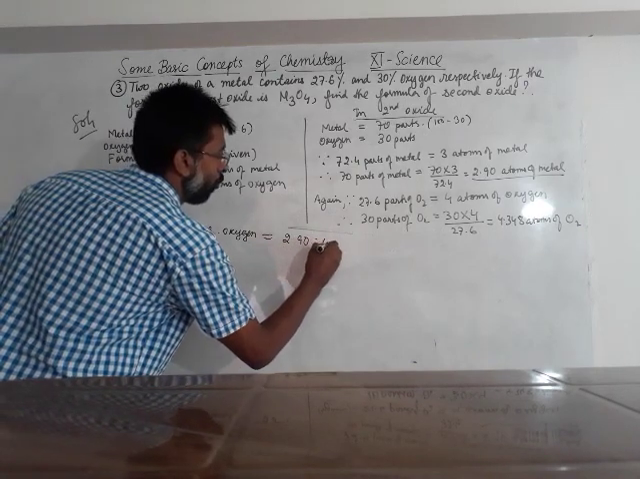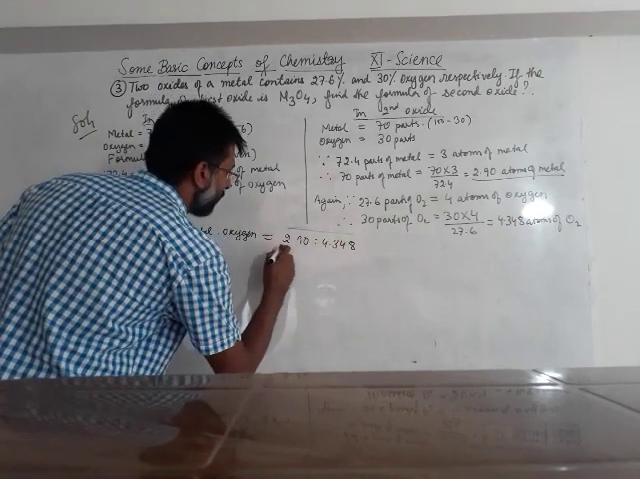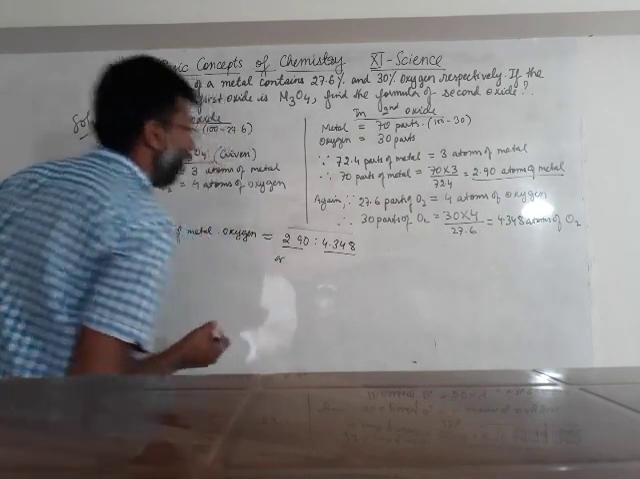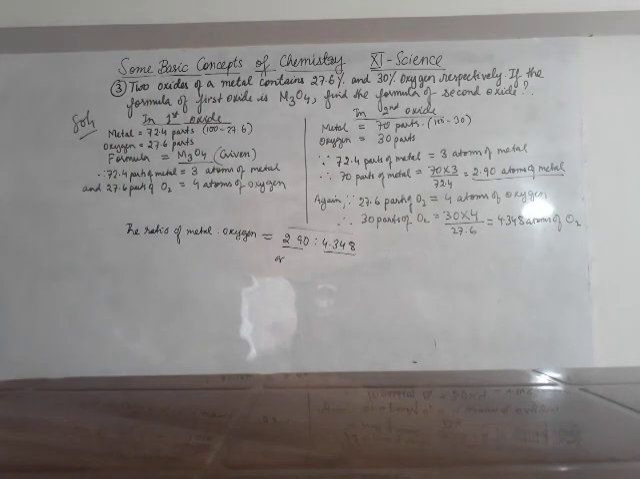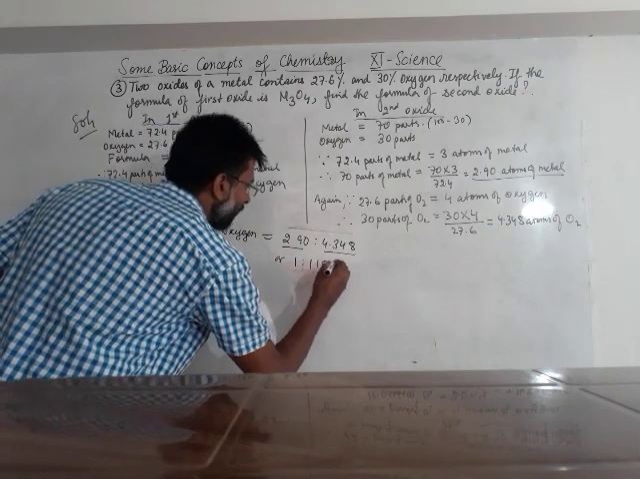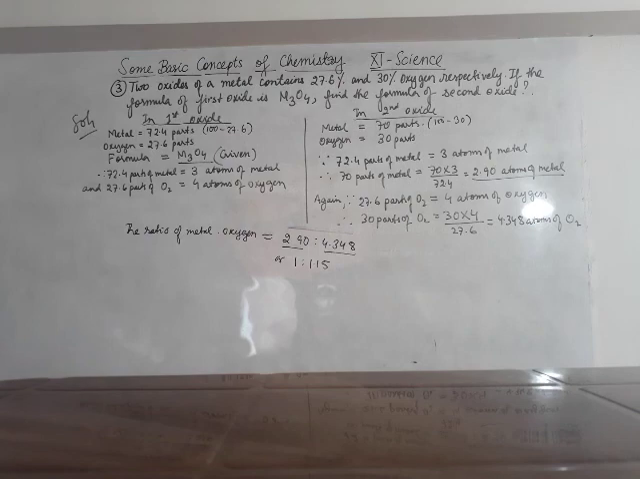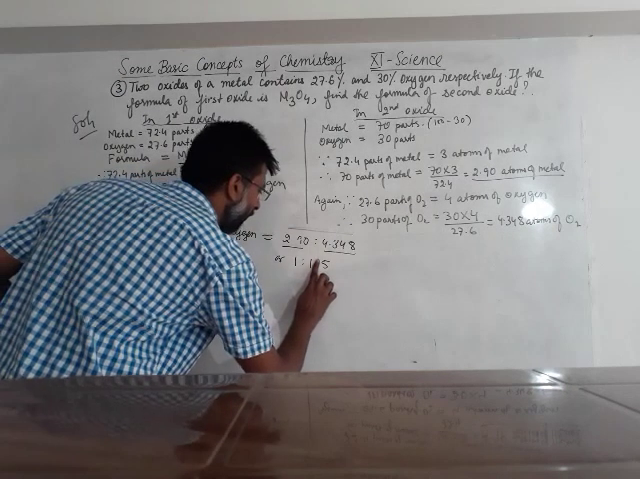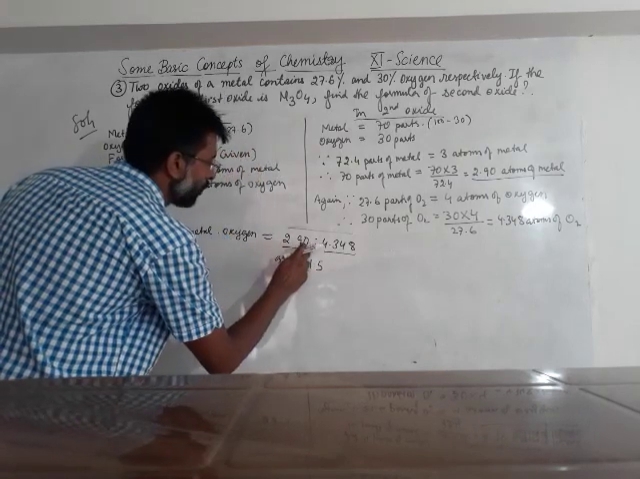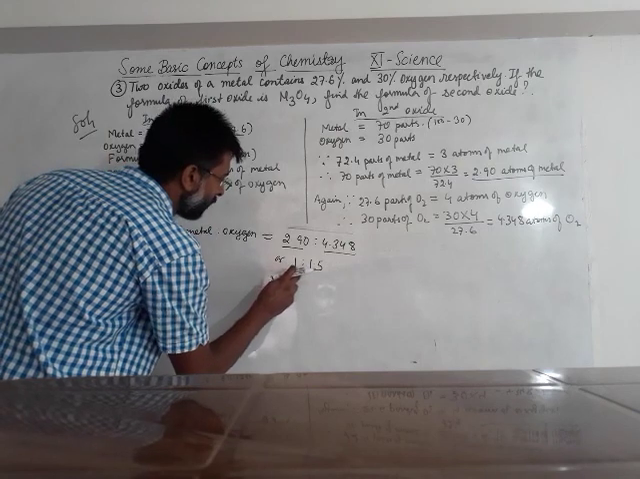2.90 is to 4.348. This is the metal, this is the oxygen. So this is the ratio of the metal to oxygen, which we have obtained over here. Upon simplification, this can be written as 1 is to roughly 1.5. Just check. Not 1.15, 1 is to 1.5 over here. So 2.90 is to 4.348 will come to 1 is to 1.5.